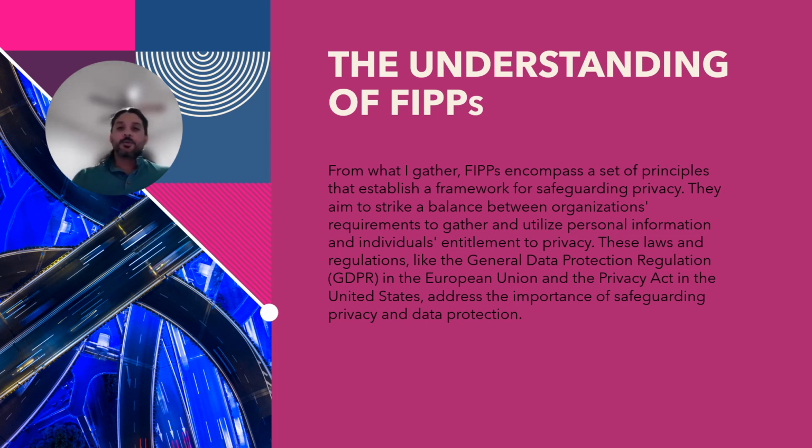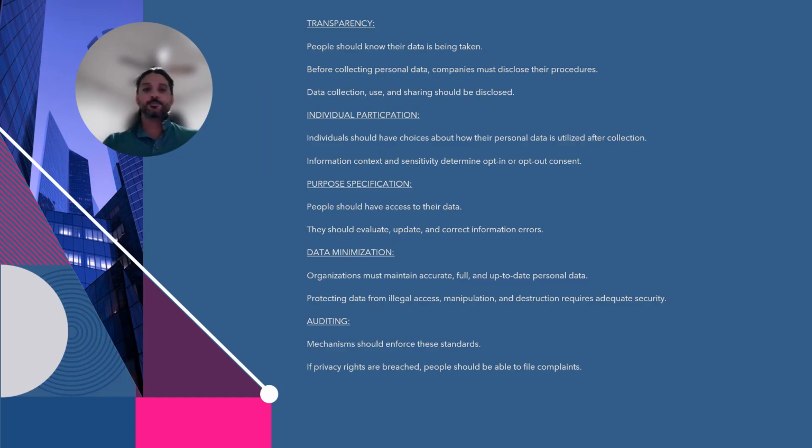From what I gather of FIPPs, it encompasses a set of principles that establish a framework for safeguarding privacy information. They aim to strike a balance between organization requirements to gather and utilize personal information and individuals' entitlement to privacy. These laws and regulations, like GDPR in the European Union and the Privacy Act in the United States, address the importance of safeguarding privacy and data protection. Within the principles are transparency, individual participation, purpose specification, data minimization, and auditing.